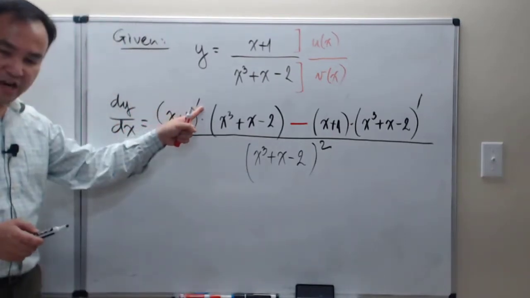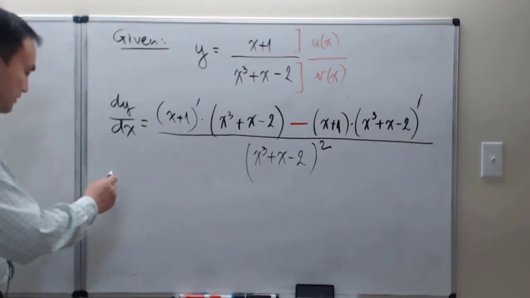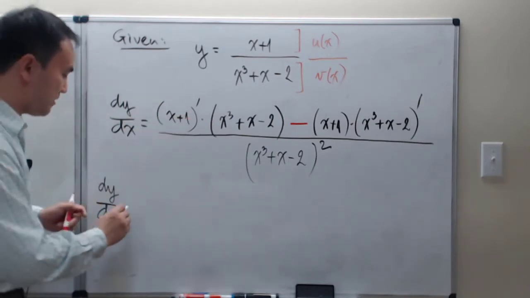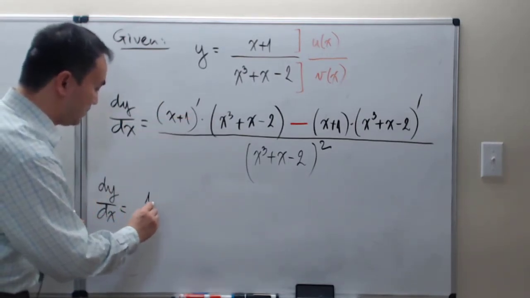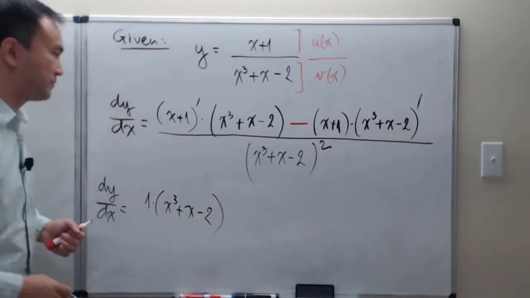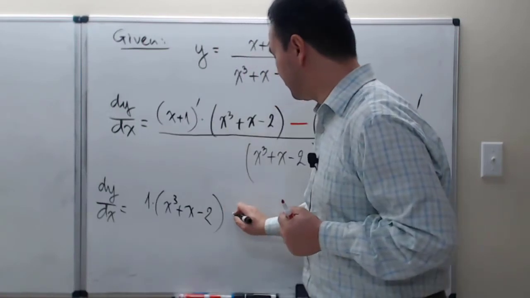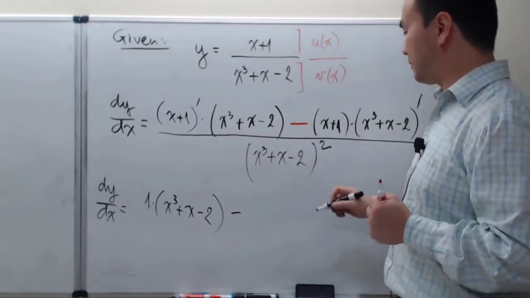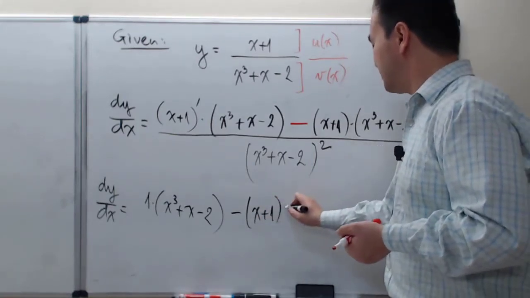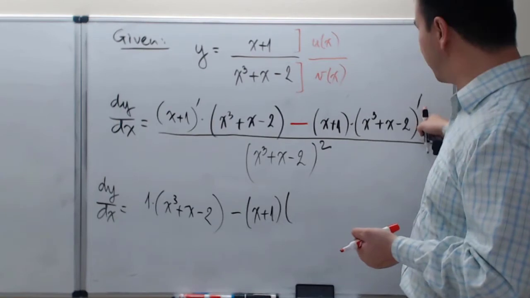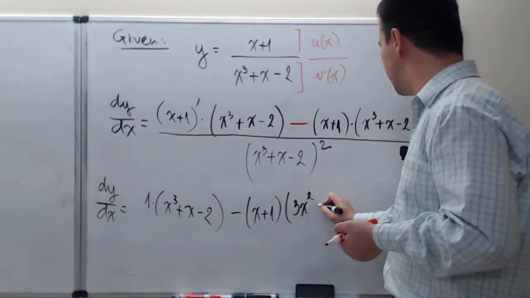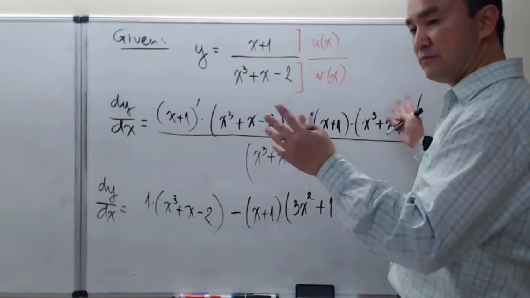So now with that indication, take the prime of x plus 1. In my first step, x plus 1, take the prime, we're going to get simply 1. 1 multiplied with x cubed plus x minus 2. Okay, and then subtract, according to the previous step, x plus 1 multiplied with the derivative of this x cubed plus x minus 2. So we're looking at 3x squared plus 1, and minus 2 becomes 0.